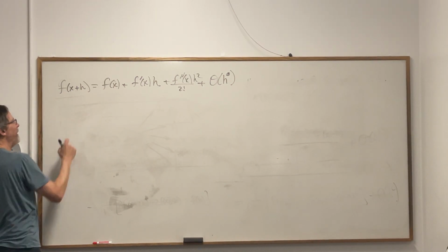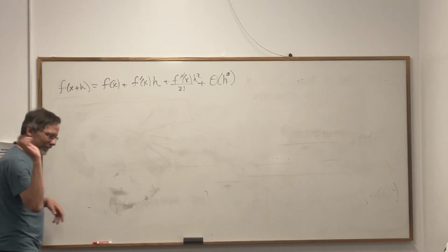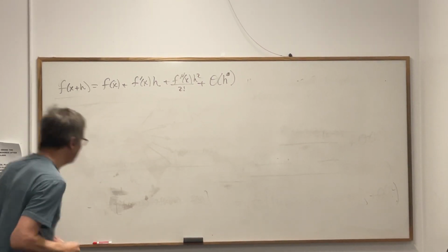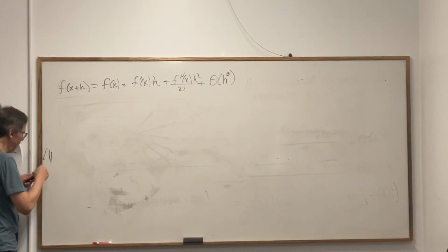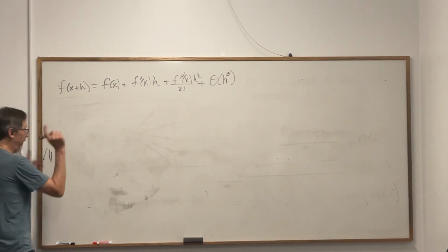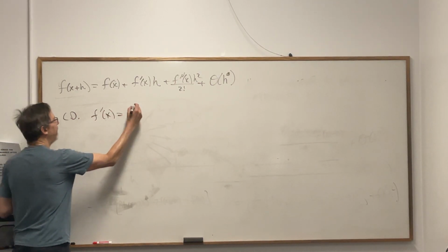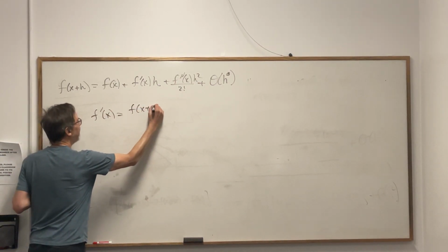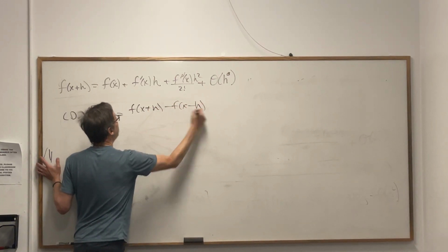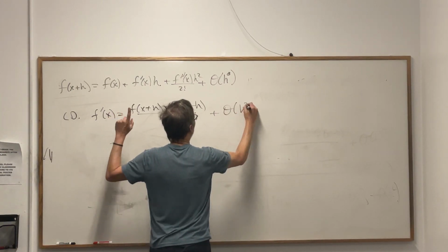So how do we boost the error here? Well, let's think about a pen that works. That's okay. So let's go back to that central difference formula really quick. We had f prime of x equals f of x plus h minus f of x minus h over 2h plus big O h squared.